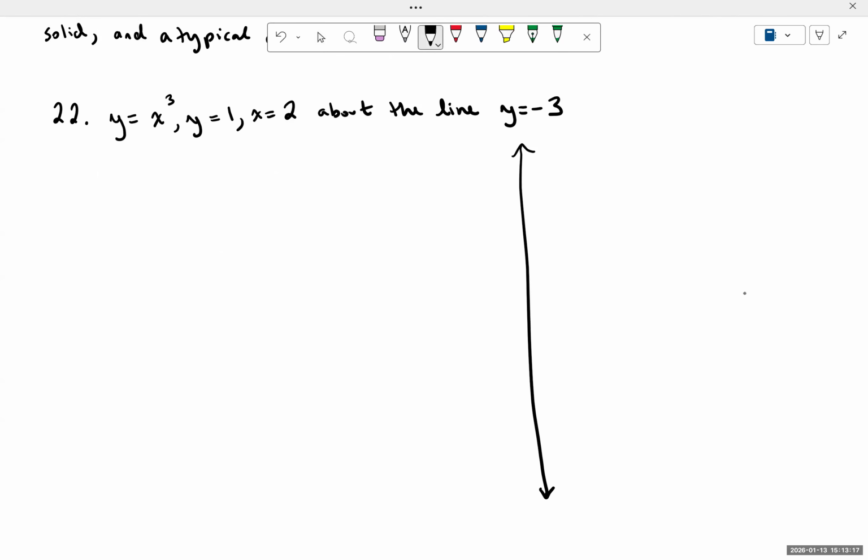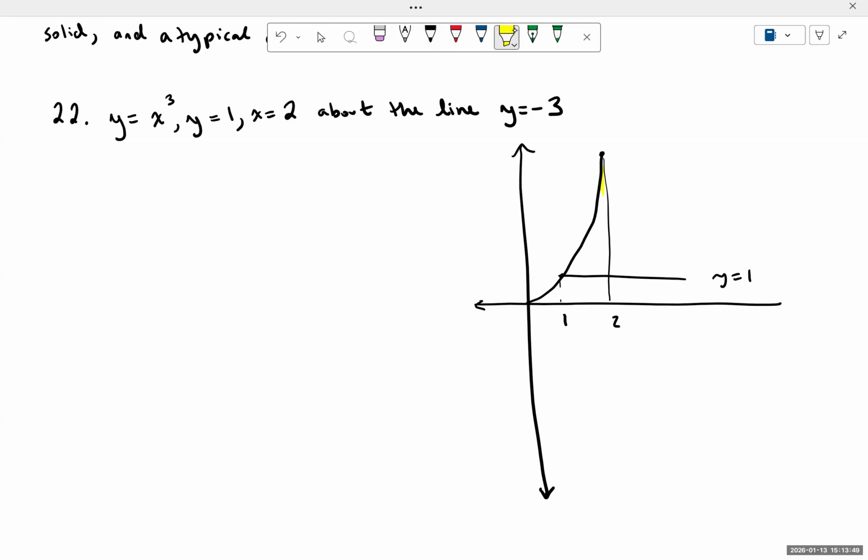I have y equals x cubed, y equals 1. So on x cubed, when x equals 1, y equals 1. And let's see, we have 2 here. So let's call this 1, and let's call this 2, right? So this is x equals 1, x equals 2. But they also want the line y equals 1, so that would be here. This is the region they want. So that's what we're revolving.